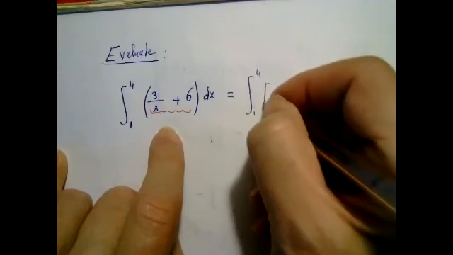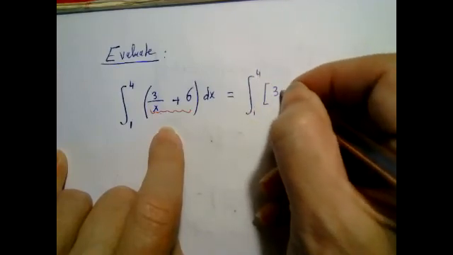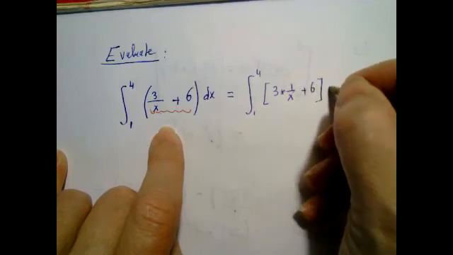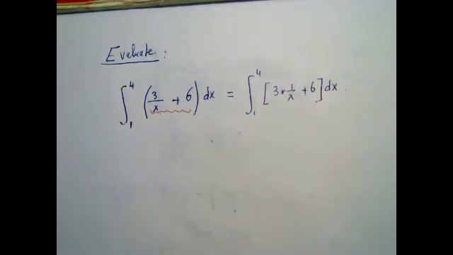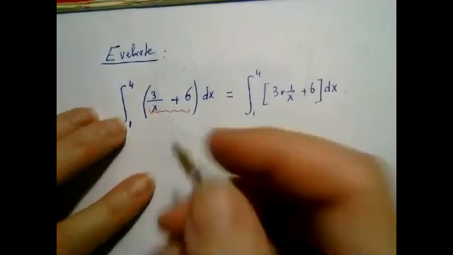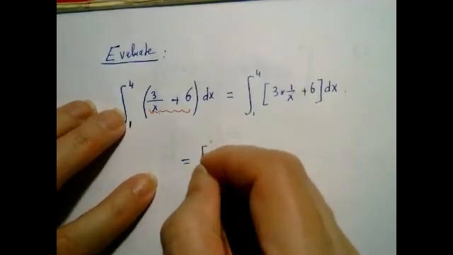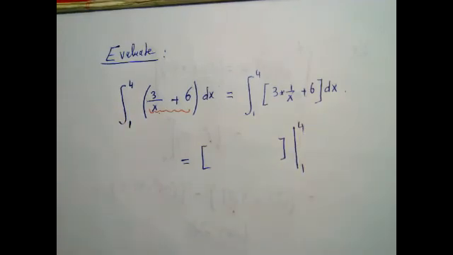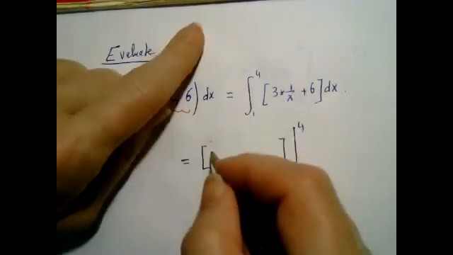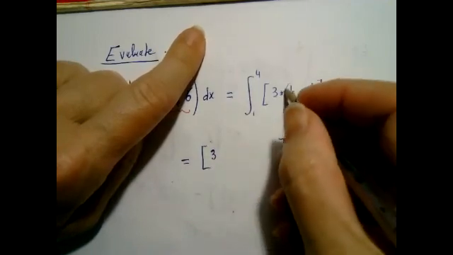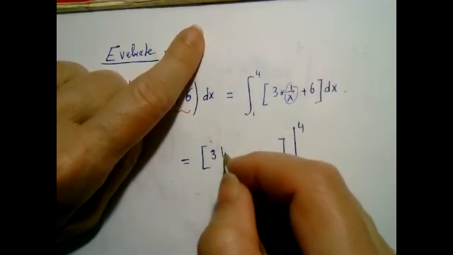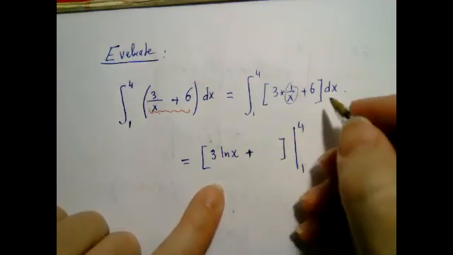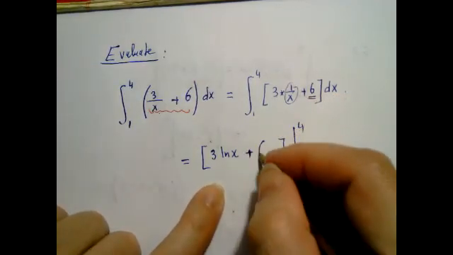3 over x is 3 times 1 over x plus 6 dx. Okay, and now we're ready to find the antiderivative. So let's see what's the antiderivative, and we're going to evaluate it between 1 and 4. So first I prepared it. 3 is a constant. The antiderivative of 1 over x is ln of x plus 6.